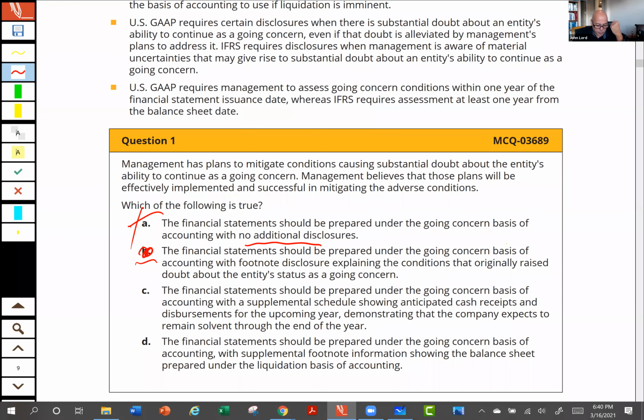Okay, that sounded pretty good, but let's look at C. The financial statement should be prepared under the going concern basis of accounting with a supplemental schedule showing anticipated cash receipts. Somebody had too much caffeine when they wrote that and started playing on the playground of what's required. D, the financial statement should be prepared on the going concern basis with supplemental footnote information showing the balance sheet prepared under the liquidation basis. Somebody was having way too much fun.